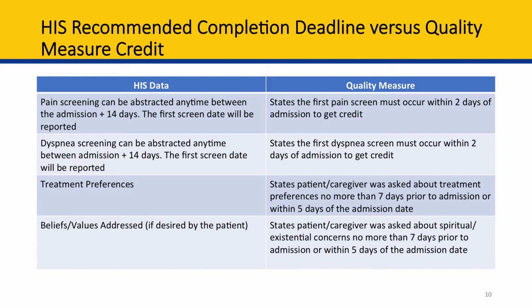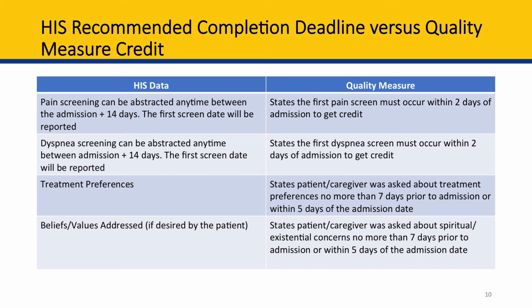admission to hospice. In another example, J2030 asks if the patient was screened for shortness of breath. Screening for dyspnea can be abstracted any time between the admission and 14 days. Like J0900, the date of the first dyspnea screening is reported, and to meet the quality measure or get credit, the patient's first screen must occur within 2 days of admission.